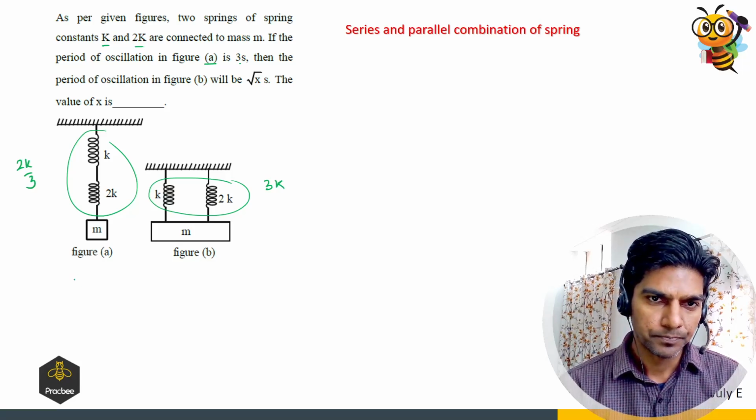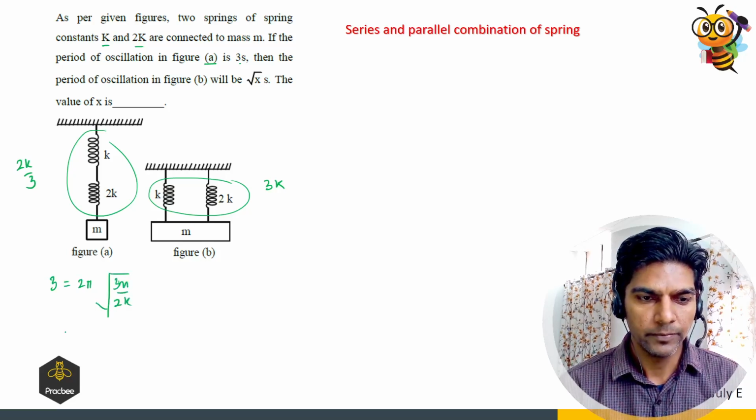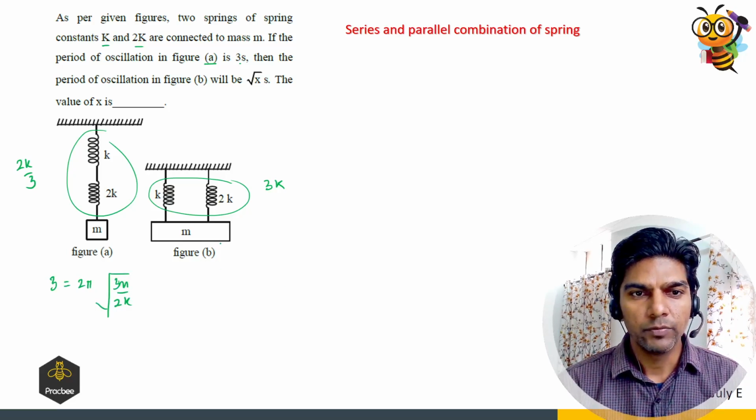So in this case the time period is given as 3, so 3 is 2 pi root m by 2k by 3, right? And in this case we have to find the time period, so time period in B will be 2 pi root m by 3k. Now from this we can find the value of root of m by k. So we can say root of m by k will be equal to 3 by 2 pi times root of 2 by 3.